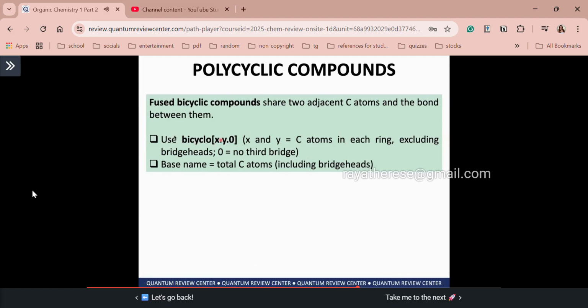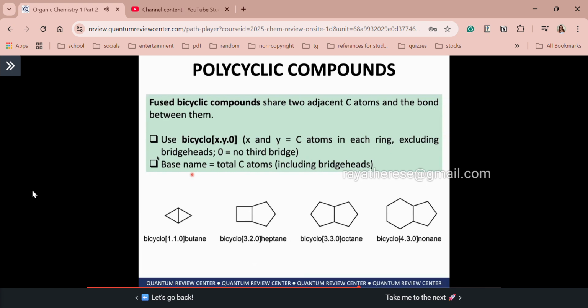Class, here we will prioritize the larger ring first before the smaller ring. For the base name, it is similar to spirocyclic: the total number of carbon atoms, all in all, including the bridgeheads.